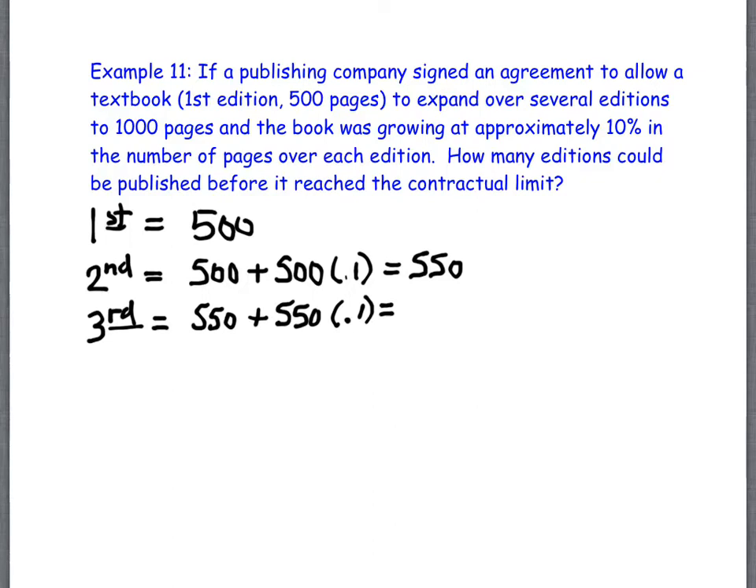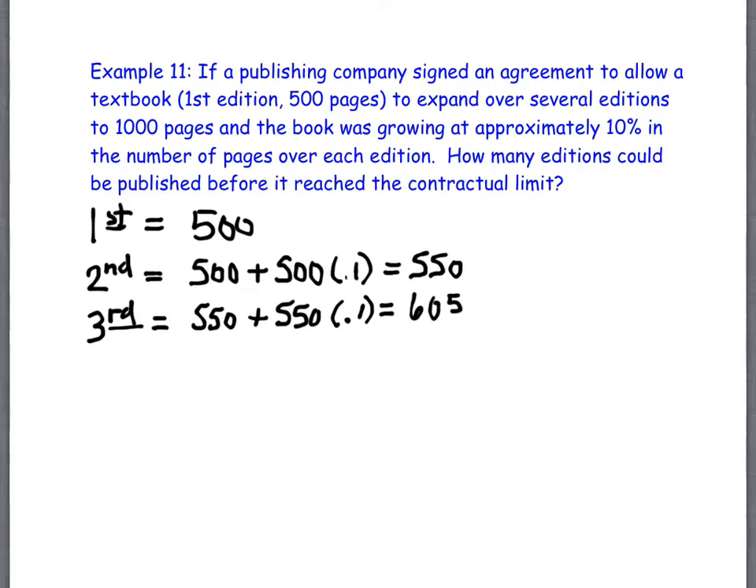I'm going to show you a couple of ways to do this after this too. There's at least 3 ways on the top of my mind that I can think of. This is definitely one of them. All right, so 550 plus 550 times 0.1. What's that going to give me for the third edition? 605?